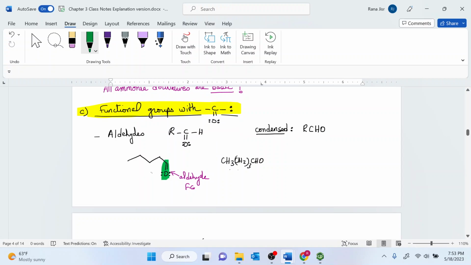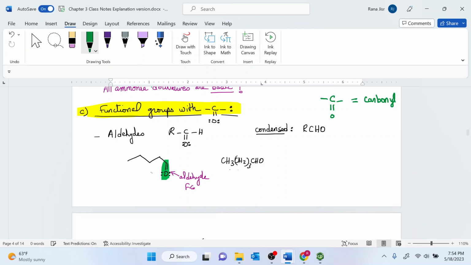Moving with the functional groups, we have functional groups containing carbon double bond O. Now, carbon double bond O is called carbonyl. Carbon double bond O, this is called carbonyls. And carbonyls come in different forms. The first form is whenever the carbonyl has a hydrogen next to it and it is connected to a carbon chain. So it should have a carbon chain and a hydrogen. This is called an aldehyde.